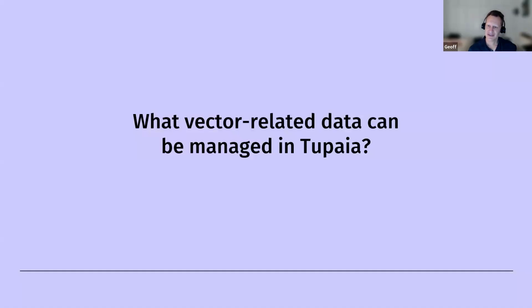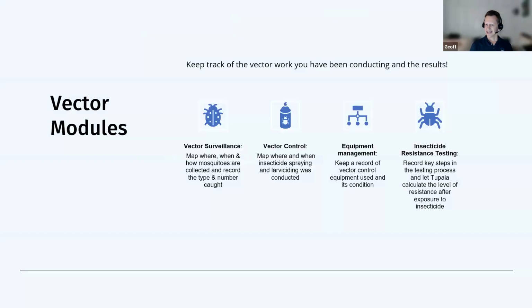Okay, so for vector-related data, what can be managed in Tupaia? So we've developed four, I guess we call them modules. So you can keep track of a variety of work related to vector control and surveillance. One of the modules is vector surveillance. I guess that's been around the longest, where you can map where and when and how mosquitoes are collected and record the type and number caught.